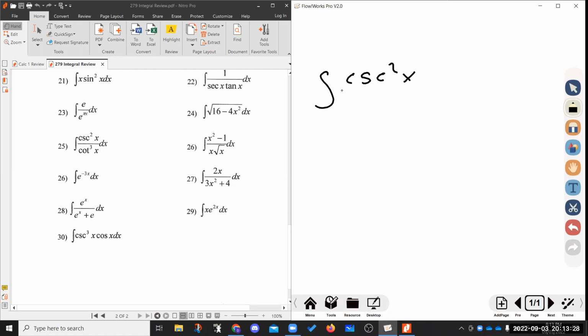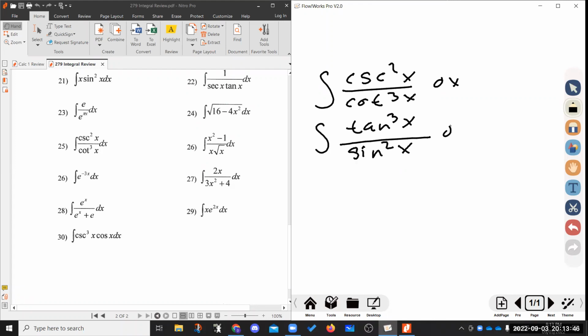Cosecant squared x over cotangent cubed x dx. This is going to be, let's make this tangent cubed over sine squared for the heck of it right now. Let me think if that helps me at all. Let's get everything in terms of sines and cosines. This is sine cubed over cosine cubed.